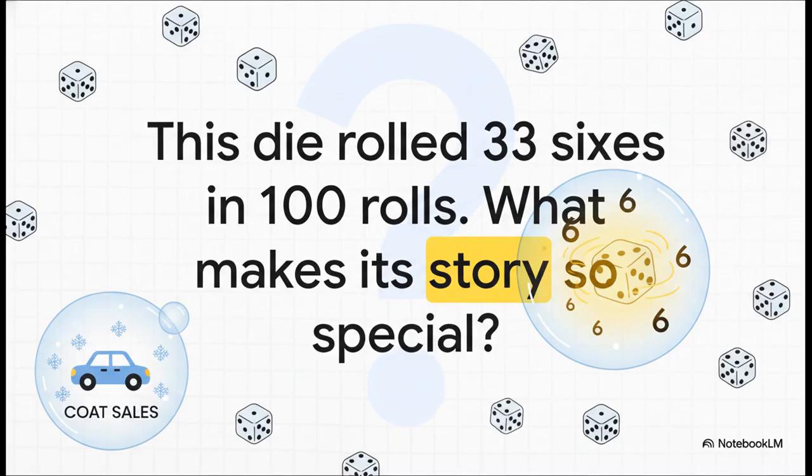So, the story of that outlier is this. It was rolled 100 times, and it came up as a 6 33 times. That's way more than any other die. So I'll leave you with this final thought to chew on. What do you think is so special about that die's story? And why do you think it doesn't fit with all the others?